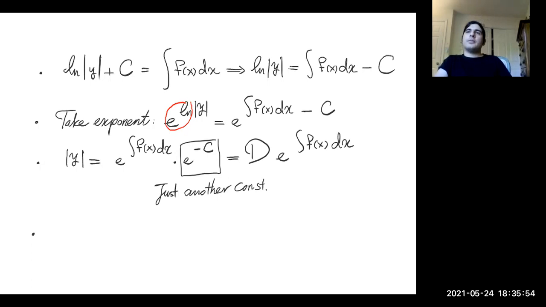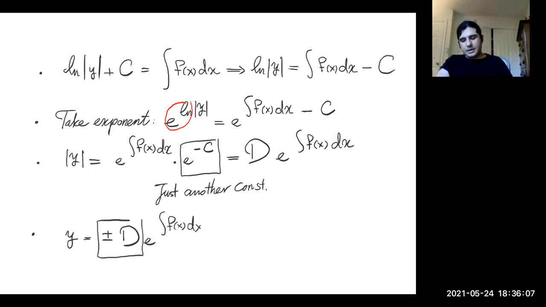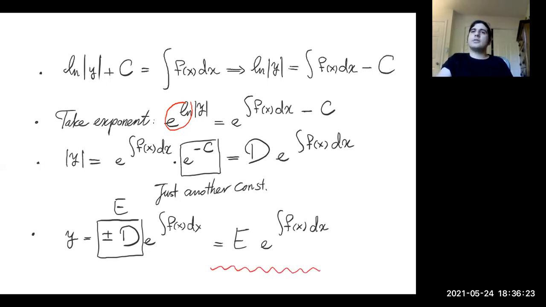Now I want to drop the absolute value. If I do that, we should have plus minus on the other side of the equation. Again, plus minus d is another constant. Let's denote that with e. So we get e times e to the integral of f(x) dx. So this is the solution. These are the solutions to the equation. For different values of the constant e here, we would get different solutions.